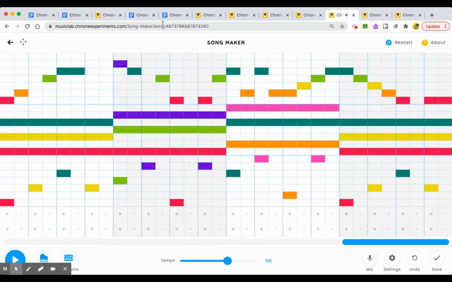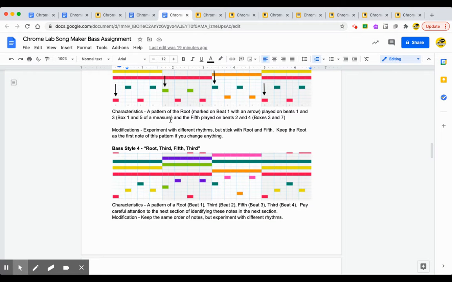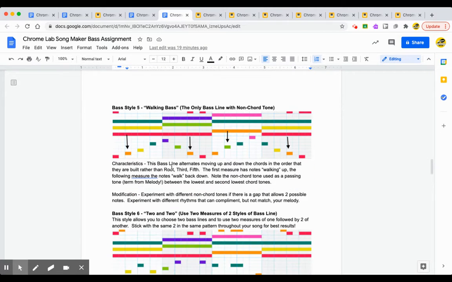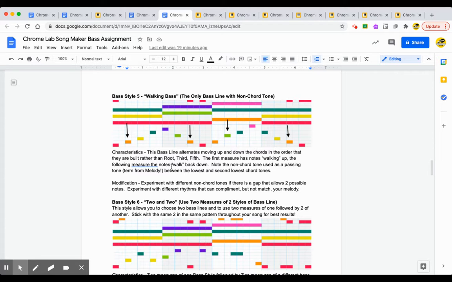And I like this one because it uses all the different parts of your chords. So if you want to explore using all the different parts of your chord that you used in your harmony, this would be a good option for you. Number 5 is called a walking bass line. And this is the only one that is going to use non-chord tones in it.